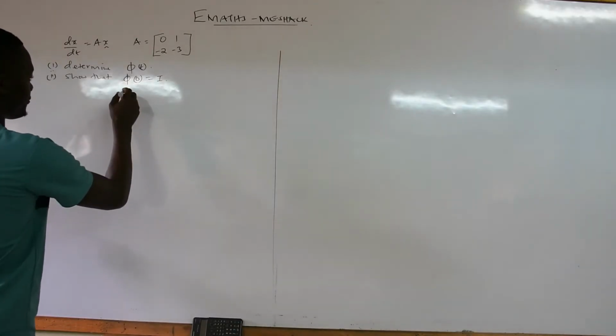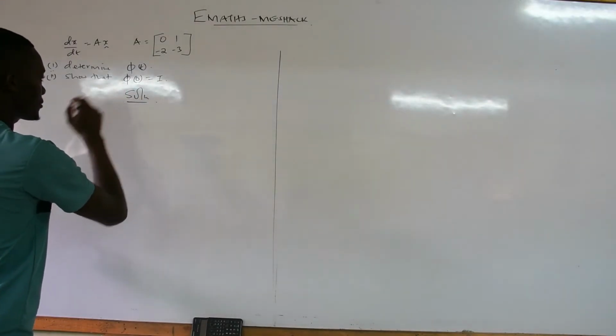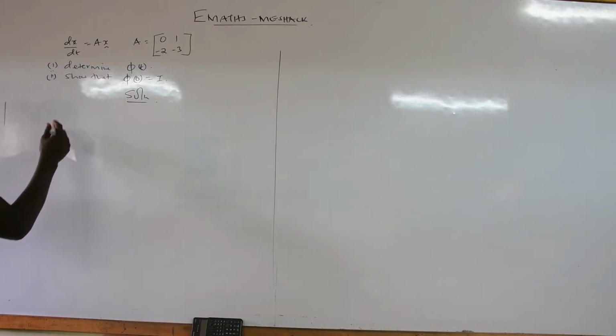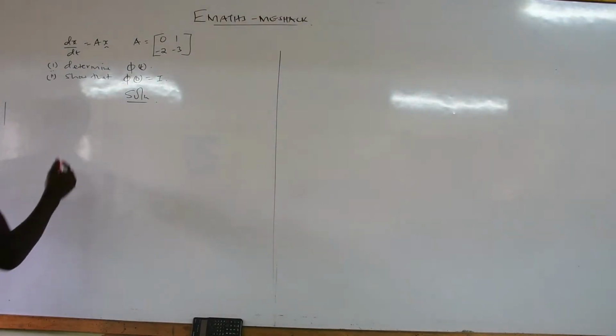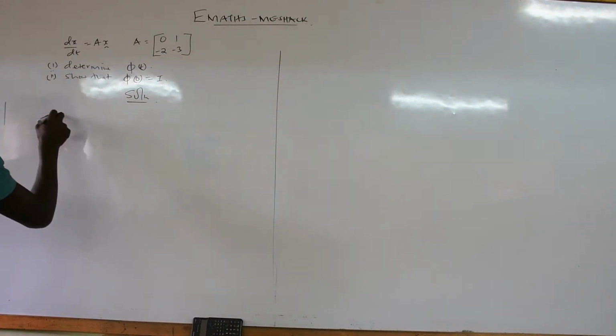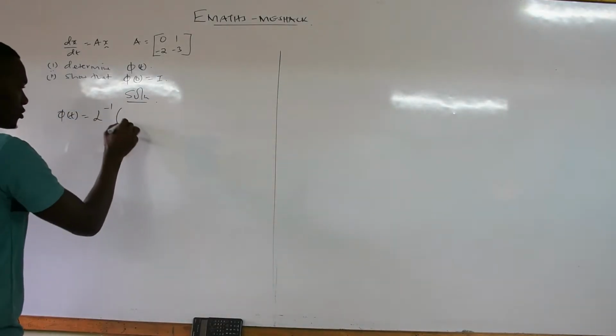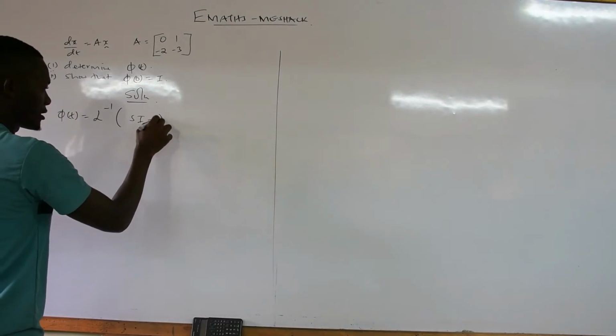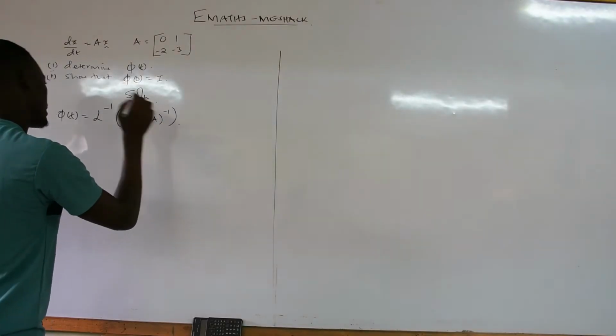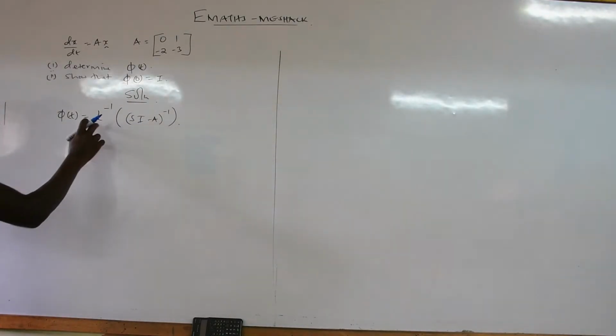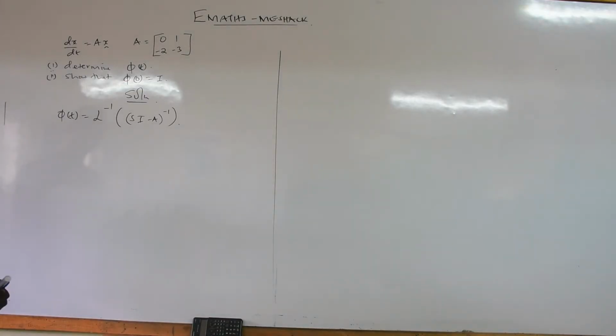Now solution. We know that the state transition matrix will be given by the Laplace inverse of (sI minus A) inverse. So you get the inverse of it, then you get the Laplace inverse also. Then it gives you the state transition matrix.